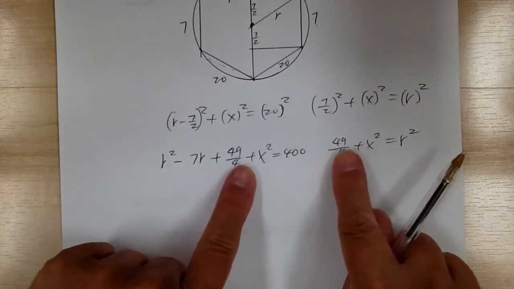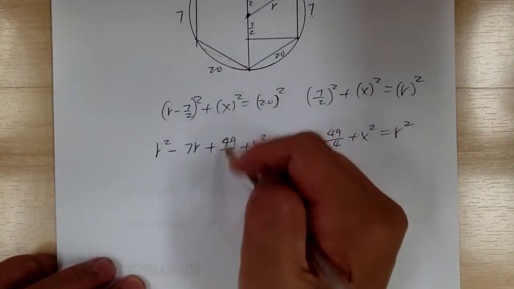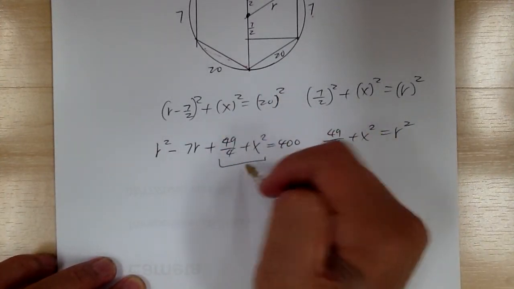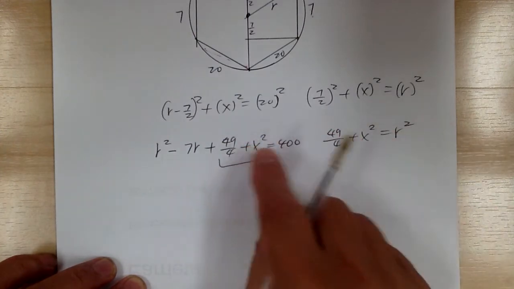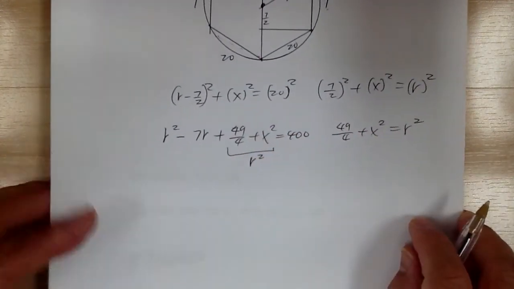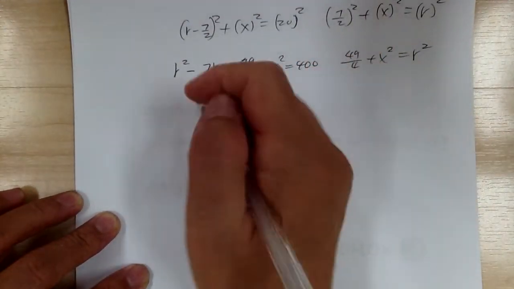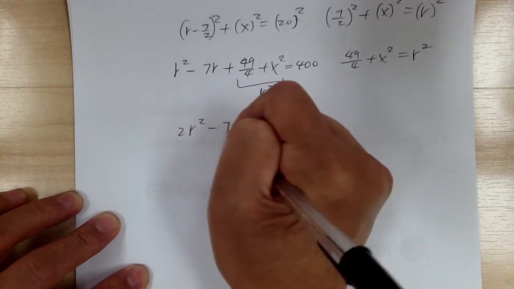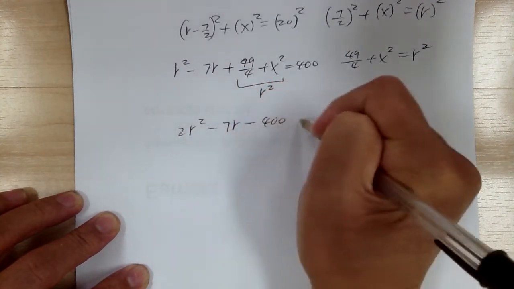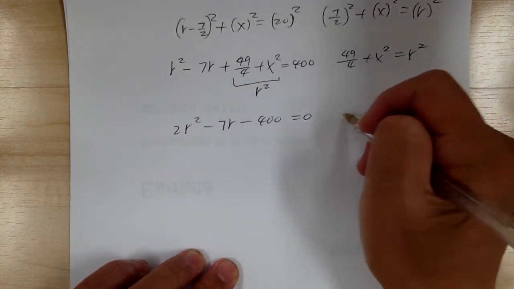If you notice, you've got two of the same expression, and this is equal to r squared, so you can substitute this into here. This is your r squared right over here. So let's solve this. You get 2r squared minus 7r minus 400 equal to 0, and then you can do the factoring.